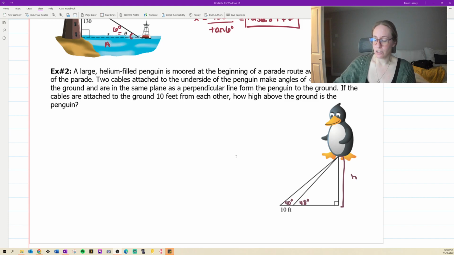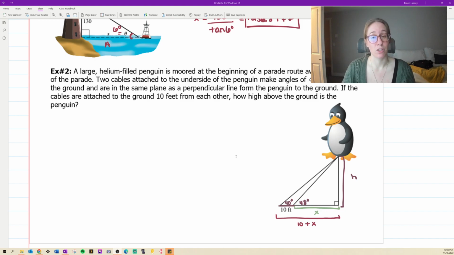First I'm going to need to label some more information. This piece is the piece that's 10 feet. It's only talking about that part right there, the two cables, how far they are away from each other. I need another variable to represent this side of my triangle. So I'm going to call this piece x so that I know that the base of my bigger triangle right here is going to be 10 plus x.